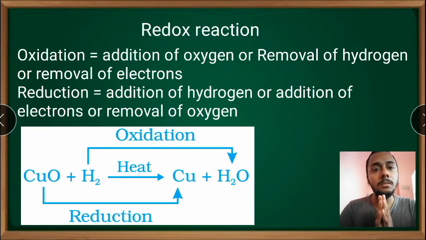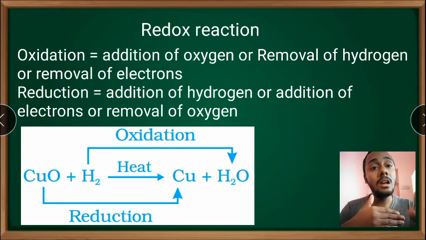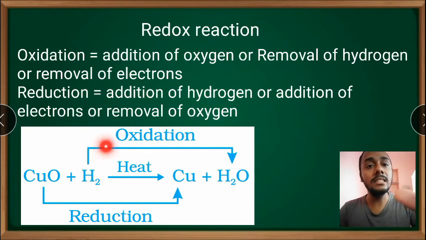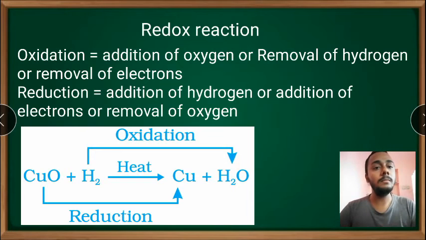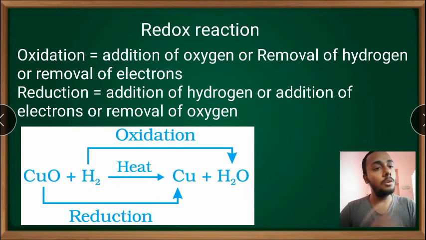Let's see an example. The copper oxide reacts with hydrogen to form copper and water. What happened here? The oxidation happened for hydrogen. Oxidation means addition of oxygen. See, the hydrogen got addition of oxygen, it became water. That is oxidation. For copper, reduction happened because of the removal of oxygen. Copper oxide became copper.